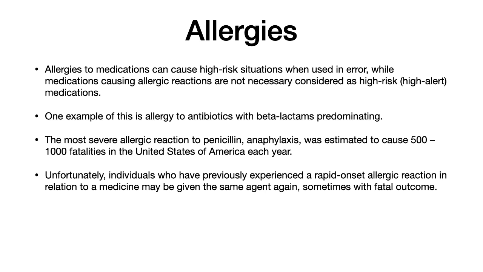One example of this is allergy to antibiotics like penicillin, beta-lactams. The most severe allergic reaction to penicillin is anaphylaxis. It kills 500 to 1,000 individuals in the United States per year. Unfortunately, individuals who have previously experienced a rapid-onset allergic reaction in relation to a medication may be given the same again, and sometimes fatality can occur.